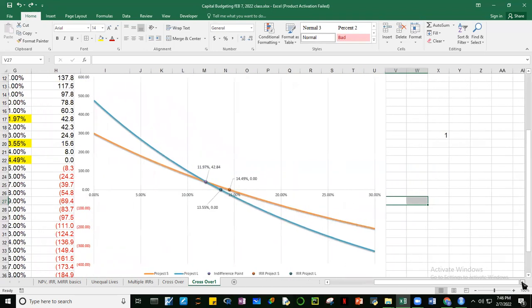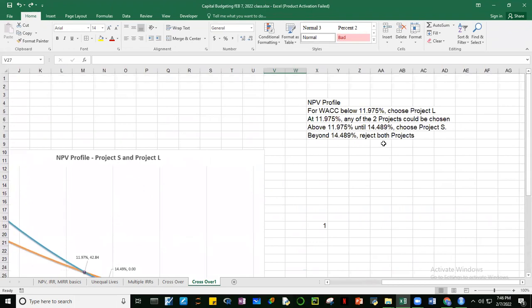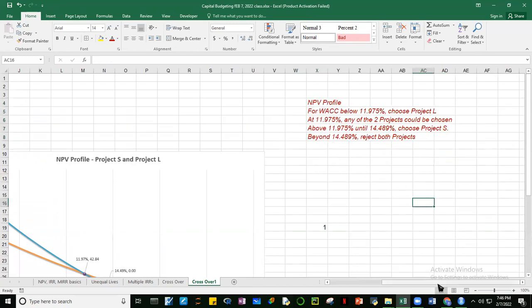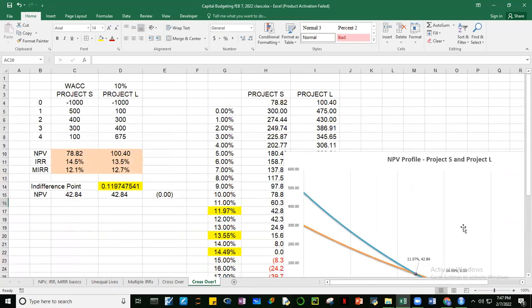So that is our conclusion from this net present value profile. For WACC below 11.97%, choose Project L. At 11.97%, we are indifferent between the two projects. Above 11.97% until 14.49%, choose Project S. Beyond 14.49%, reject both projects. So this is our conclusion for our NPV profile. I think we got it on time.